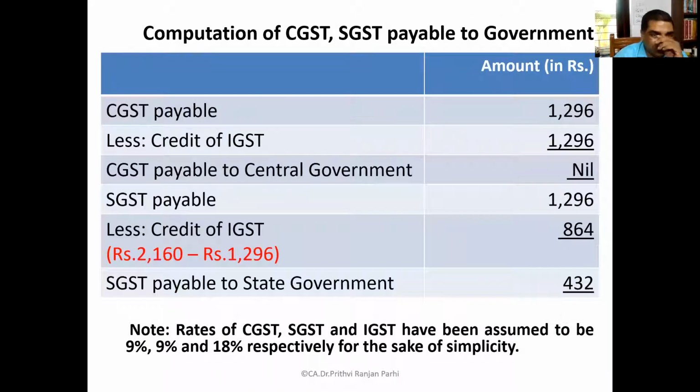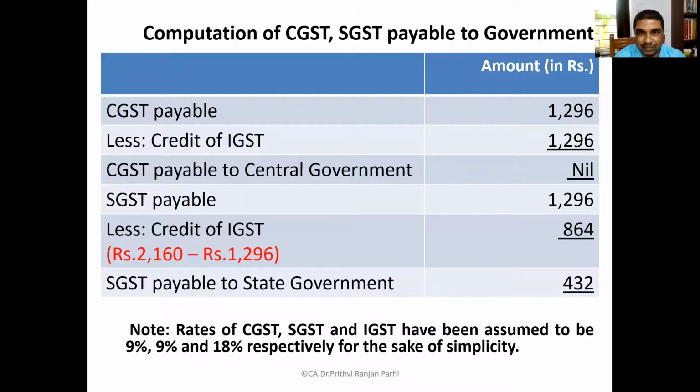Now, what exactly is B going to do? We understand that CGST payable is 1,296. Less IGST credit available, 1,296. So CGST payable to the central government is nil. Coming to SGST payable, 1,296 again payable. Remaining credit available in IGST: total credit available was 2,160, out of which 1,296 is utilized here. Balance available is 864. So 864 IGST will be used. So SGST payable to the state government is 432.